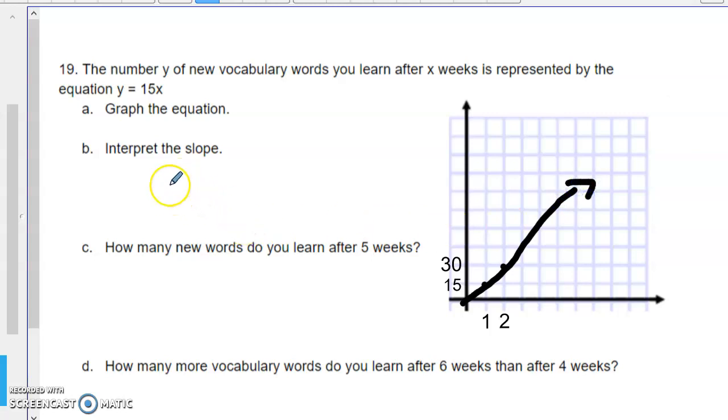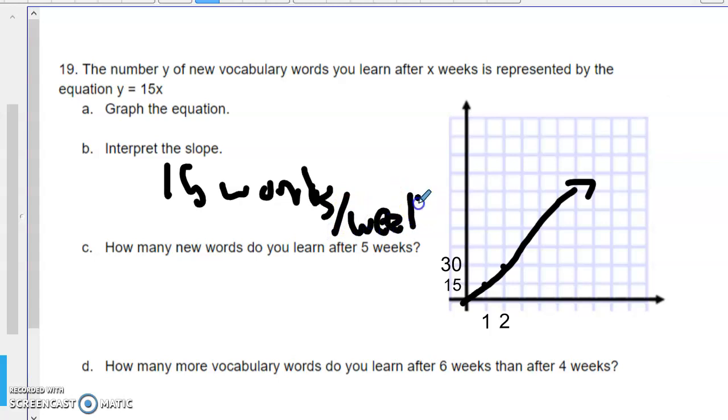Now, what does that slope mean? That means that you are learning 15 new words each week. So 15 words per week. I'm writing really sloppily here, but hopefully you're listening so you know what I'm saying. Now this question, how many words would you learn after 5 weeks? Well, that means I just have to put 5 in for x in that original equation. So 15 times 5 means that you would learn 75 words.